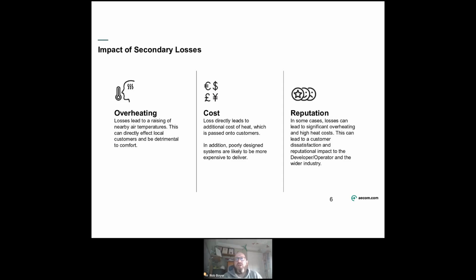And this can obviously lead to reputational impact. Losses lead to significant overheating and high costs in the very worst cases. They can lead to customer dissatisfaction. They could appear on BBC Watchdog, news programs, industry articles. Not only does that impact the developer of the system, but it has a wider implication to the industry as a whole. So you get someone moving into a new property with a heat network and they've only heard bad things. All of a sudden you have an uphill battle. One of the things I've not mentioned as an impact of secondary losses is carbon, but I've deliberately removed that because I think that's quite a well understood element. I'm trying to focus on the other areas where secondary losses can really impact.